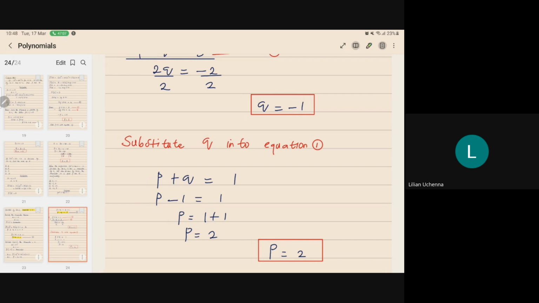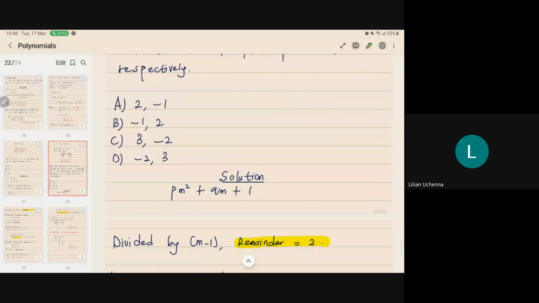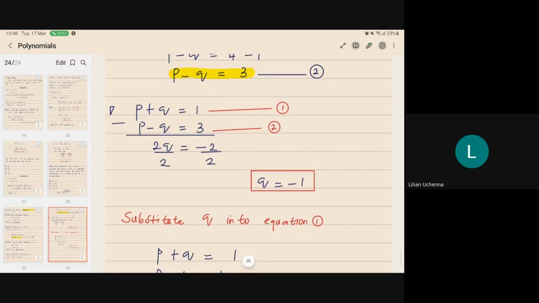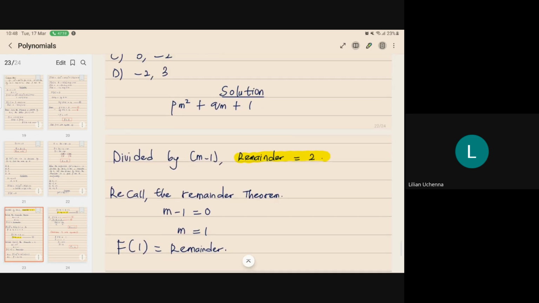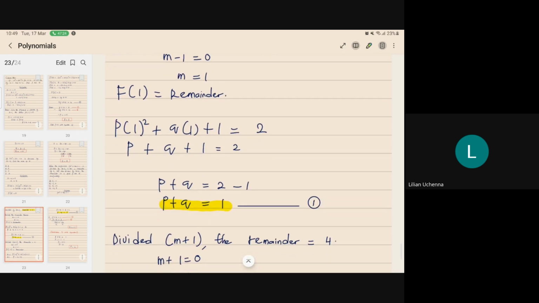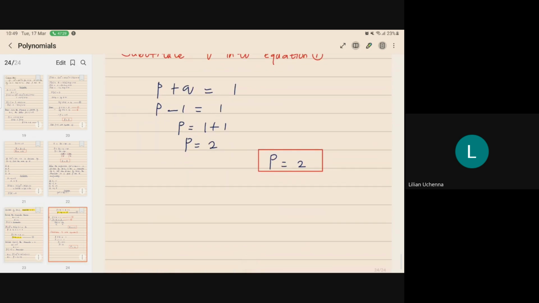Now, when you check the options, you have that p is 2 and q is minus 1. So you're going to see that our answer, p is 2 and q is minus 1, is option A, right? So this is how you can actually apply your factor and remainder theorem. The highest I can tell you to do regarding the factor and remainder theorem is to solve a simultaneous equation. That is the only place it's going to lead you to. Are we together now? Solving a simultaneous what?